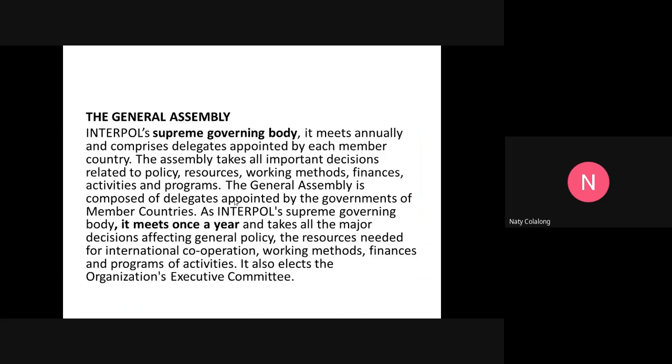The General Assembly is composed of delegates appointed by the government of member countries. As Interpol's supreme governing body, it meets once a year and takes all the major decisions affecting general policy, the resources needed for international cooperation, working methods, finances, and programs of activities. It also elects the organization's executive committee.